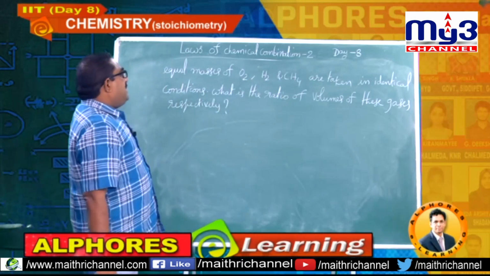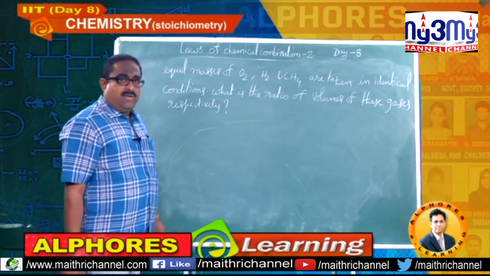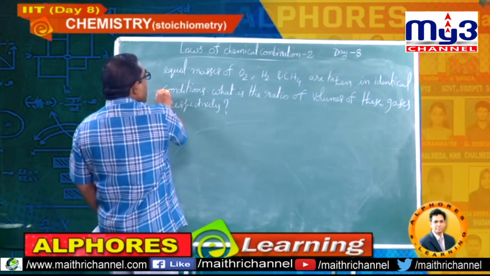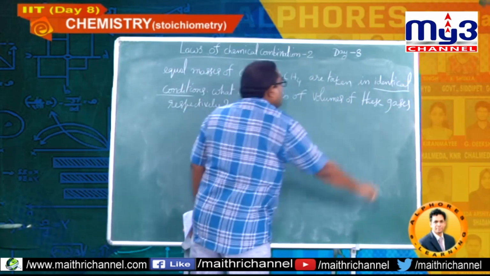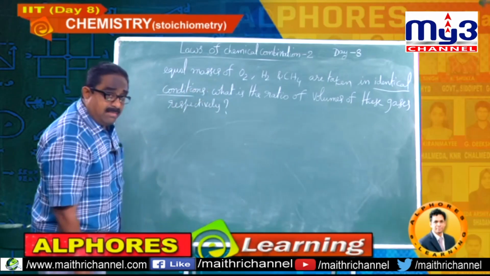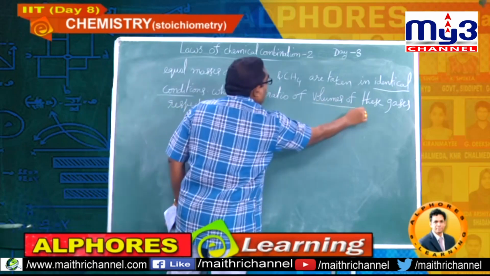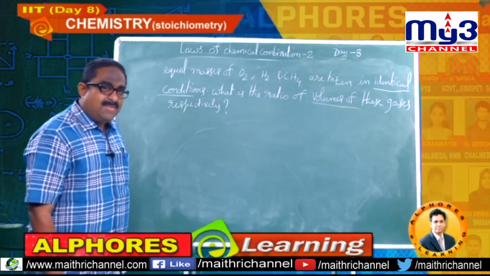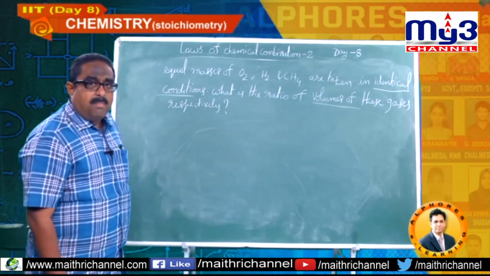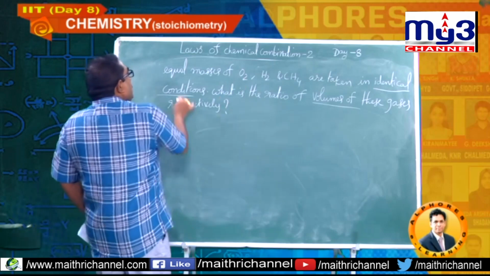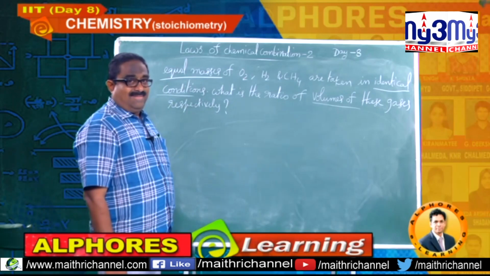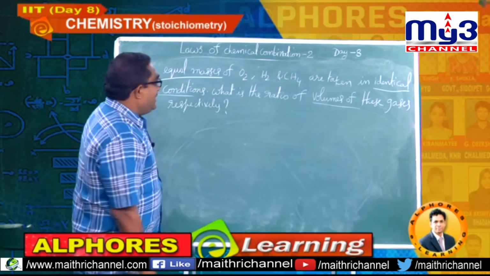See, there is a difference between this question and the previous question what we have solved just now. Here also identical conditions. Identical conditions means temperature and pressure may be the same, because he is asking for the ratio of volumes. So volumes are different. Identical condition means you may take the conditions as temperature and pressure usually. But one more condition he kept here, equal masses of oxygen, hydrogen and methane.